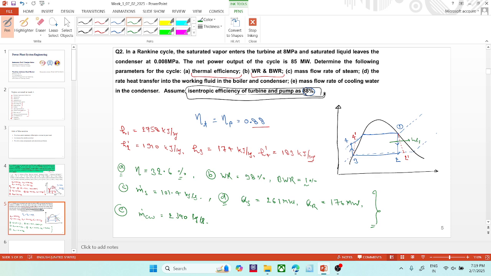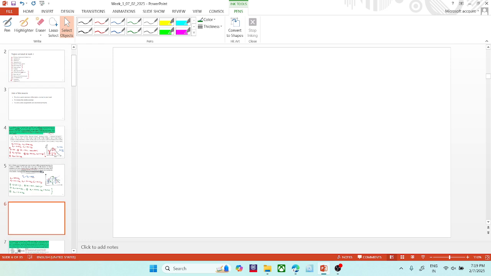Here are my turbine work, pump work, heat supplied QS, and here heat rejected QR. So this is the stuff related to the last class. Now I'm going to start what we have done in this week. In this week we have introduced some improvements, some ways by the help of which we can increase the work ratio and also the efficiency of the Rankine cycle.